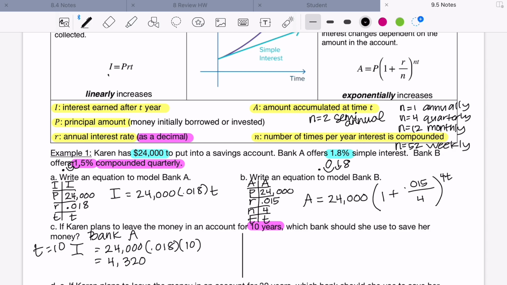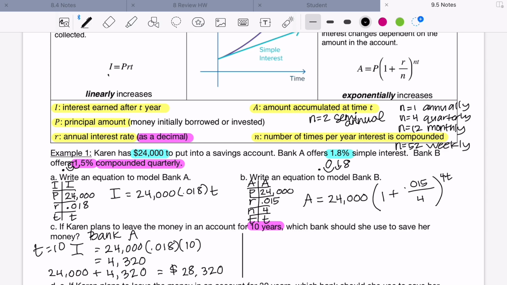$4,320. That doesn't make sense for her money to go down if it's supposed to be growing. So what she did is she started with $24,000 and then she earned $4,320. So in total, after 10 years, she has $28,320 in the account.